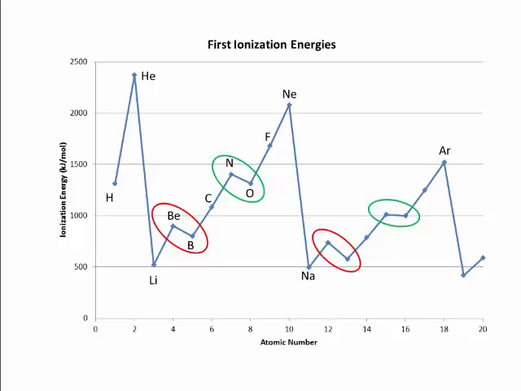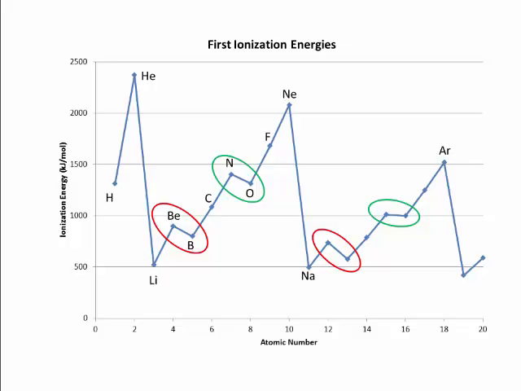This variation to the overall general trend is evidence of subshells and orbitals. Schrödinger's wave equations mathematically describe subshells and orbitals, but this data shows proof of their existence.